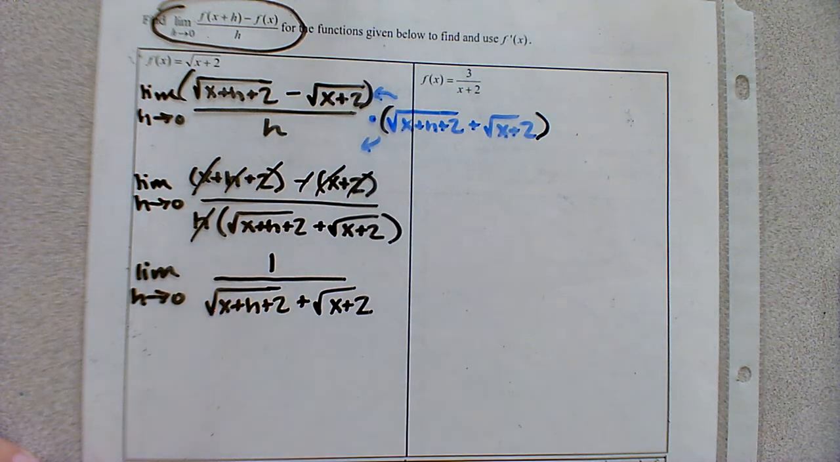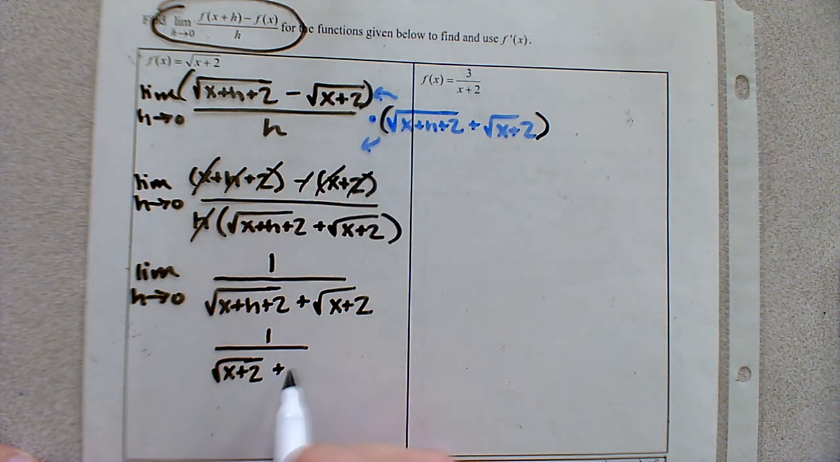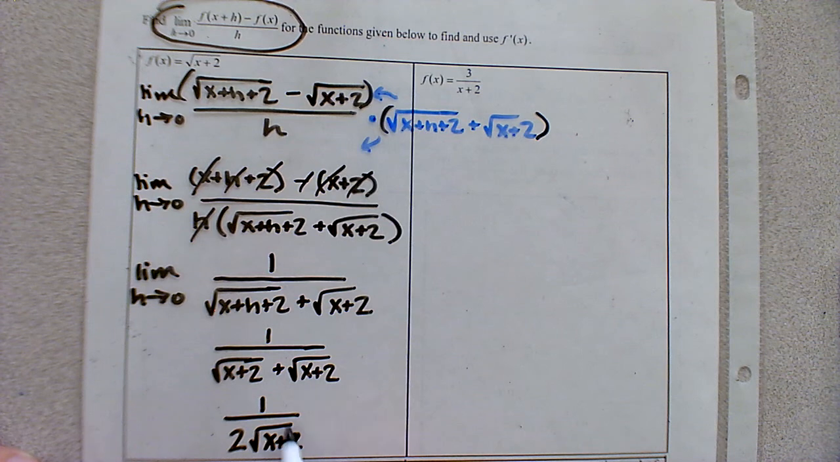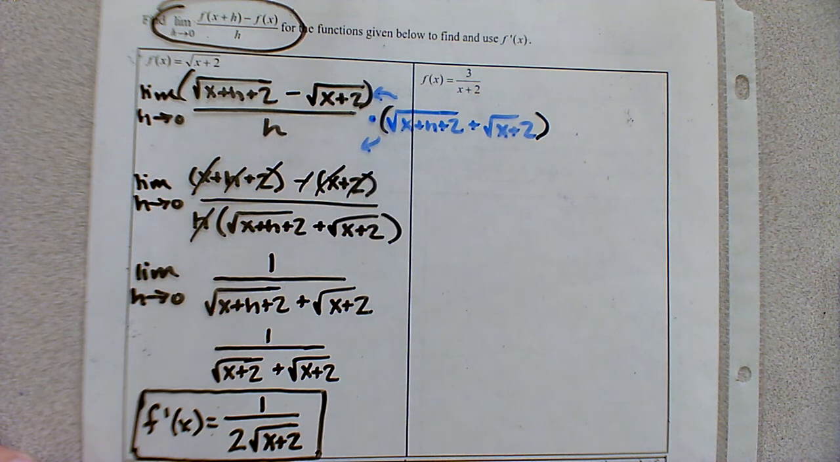So since a lot of things canceled out, let's try direct substitution again. We'll plug in 0 for h, so we're left with 1 over the square root of x plus 2, because that h went away, and then we have another square root of x plus 2. Since they're the same square roots and we're adding them together, technically we have 2 of them, so we can write 2 square roots of x plus 2. So there's our derivative. This is representing the slope of the graph of f of x at any tangent point that you want to pick.